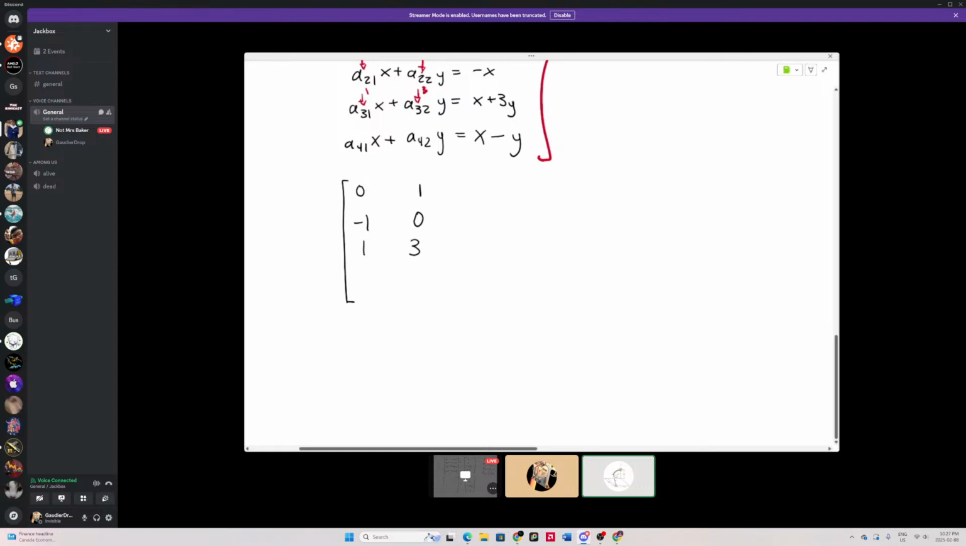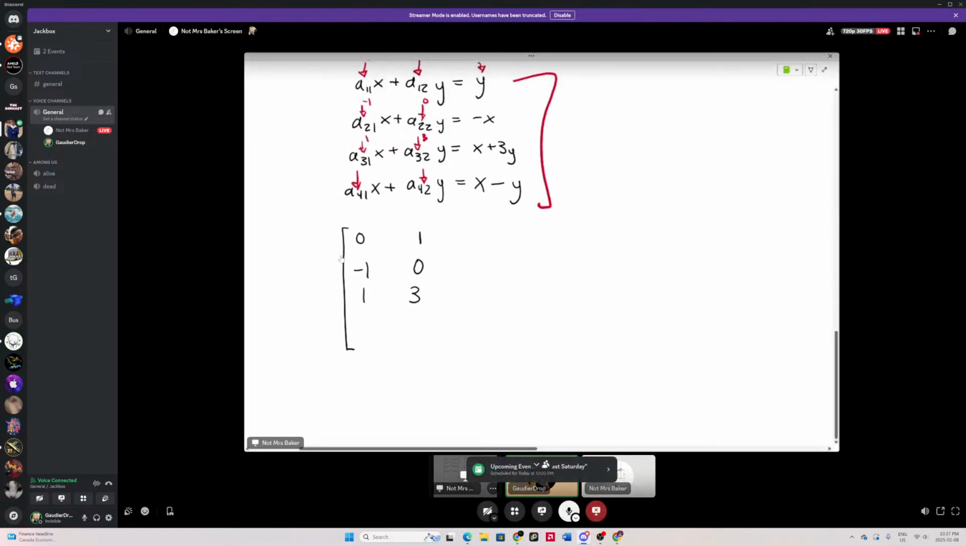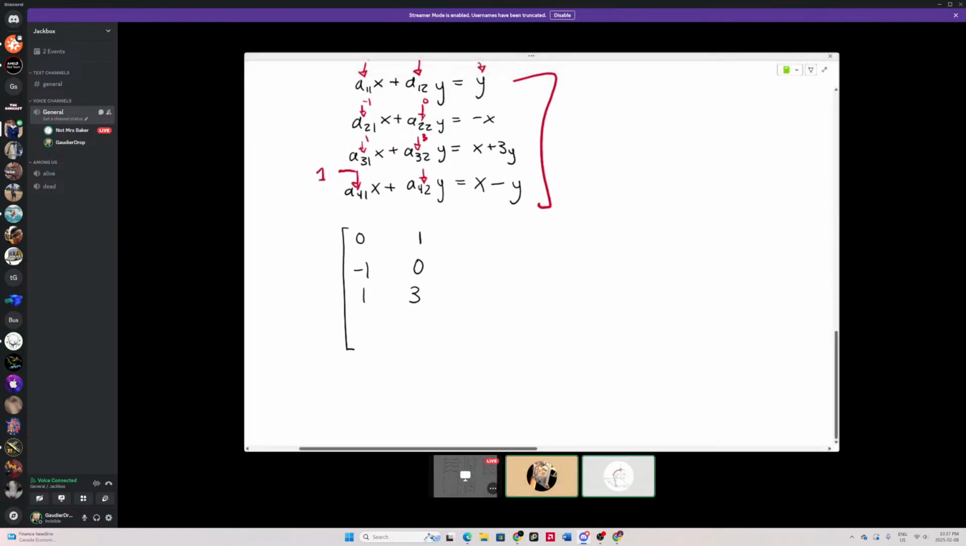And then lastly, what do you think these are? What do you think this one's going to be? I think that one has to be, based on my calculations I've seen before, a 1 and a negative 1. Exactly. Now let me just make sure that's actually correct before I get all.